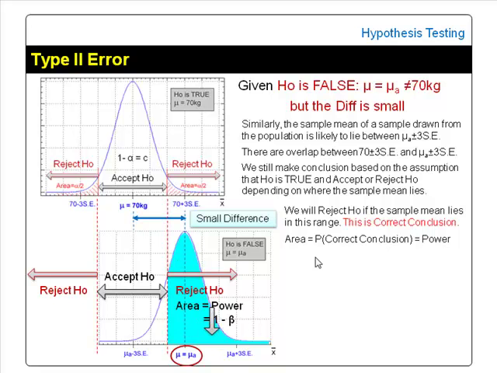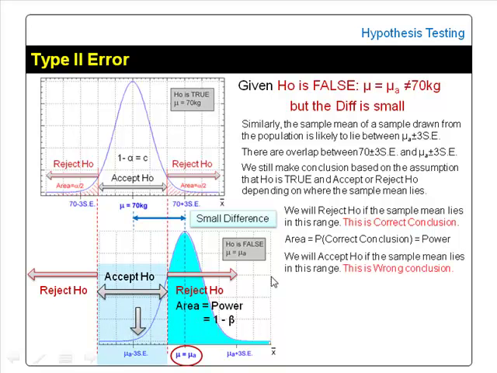We will accept the null hypothesis if the sample mean falls inside this accept null hypothesis region. This is a wrong conclusion, because the null hypothesis is false, and we have accepted the null hypothesis. This is a type 2 error, and is represented by the area shaded in pink. The probability of committing this type 2 error is beta.